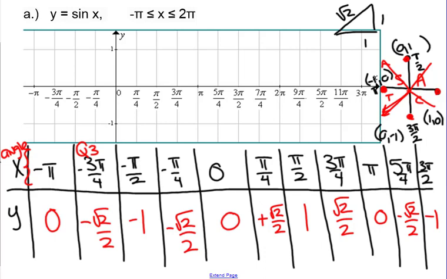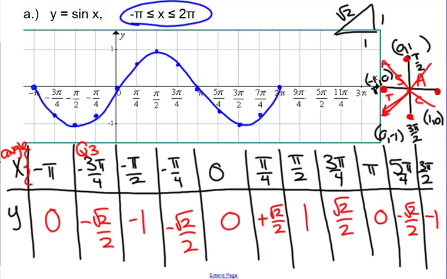So we've got negative pi and 0. Our negative 3 pi over 4 is root of 2 over 2, and that as a decimal is about 0.707. So just a little bit over half. Root of 2, we're at negative 1. And if we keep going, if we plot all of those points going until 2 pi, because that's what our domain is, we get a graph that looks like that.